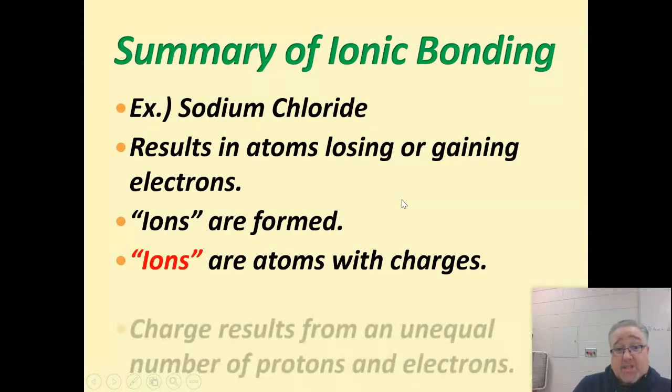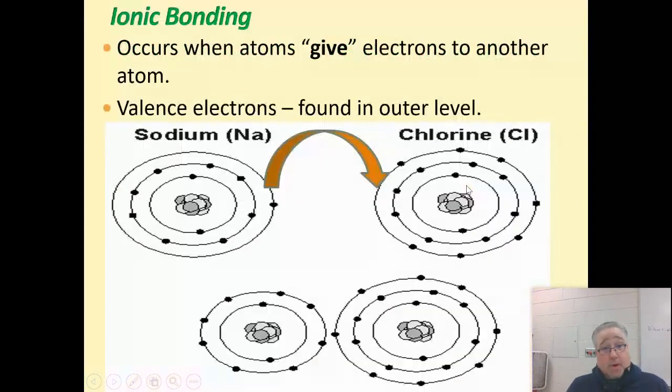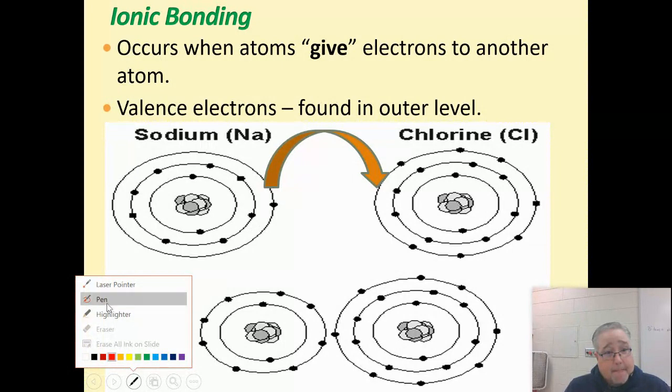So a summary of ionic bonding: it results in atoms losing or gaining electrons. Now, when this happens, I'm going to go back to this real quick. I'm going to go back to sodium here.